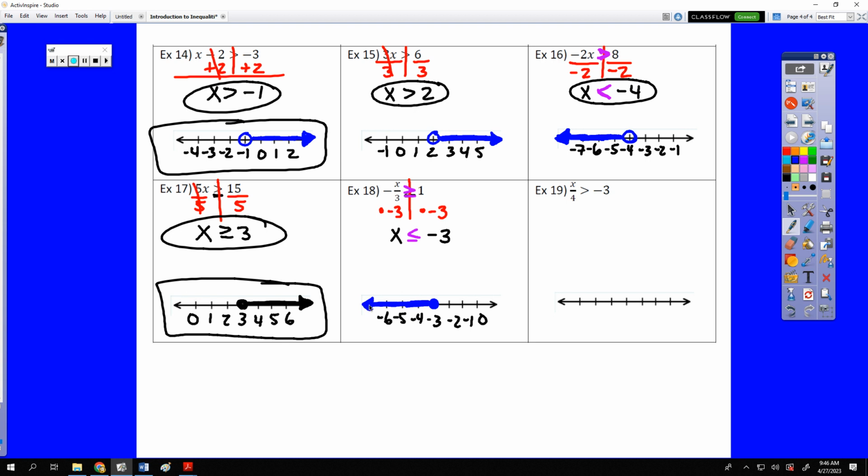All right. Final example. That says x divided by 4, so to fix that, we multiply both sides by 4. Since 4 is positive, we do not have to deal with the symbol changing, and we just have x is greater than negative 12. So negative 12 would go in the middle of our picture, which means negative 11, negative 10, negative 9, negative 13, negative 14, and negative 15 would be the numbers on the line. Open circle at negative 12 and shade to the right.